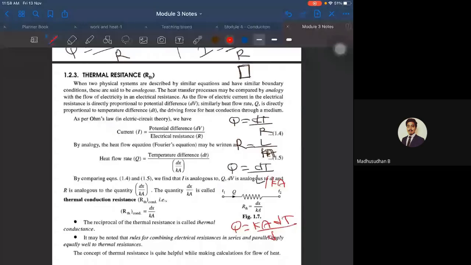Again, it's nothing but your Fourier law. So this is the concept of thermal resistance. Just as you have electrical resistance, the same analogy can be made for a thermal system. There you have the electrical resistance, here you have a thermal resistance. R here is nothing but the thermal resistance, not the electrical resistance. It is given by L by KA. Any doubts here?